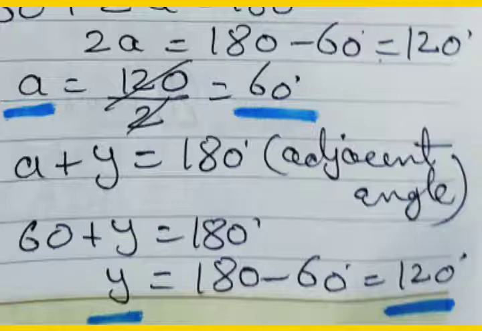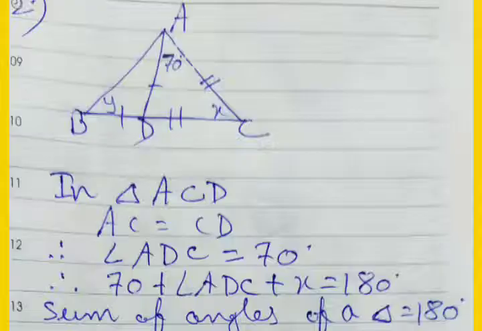Now A plus Y is equal to 180 degree. Clear? Reason is adjacent angle, so in place of A we can write 60 degree. So 60 plus Y is equal to 180, and Y is equal to 180 minus 60 equal to 120 degree. Now next, question number 2, subpart 1. You will name the triangle as I have done, ABCD.